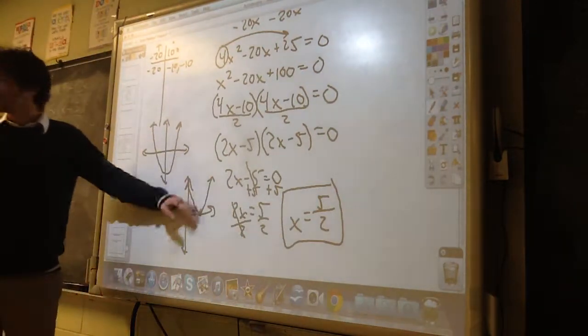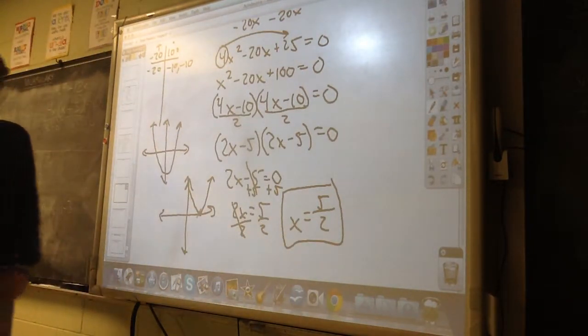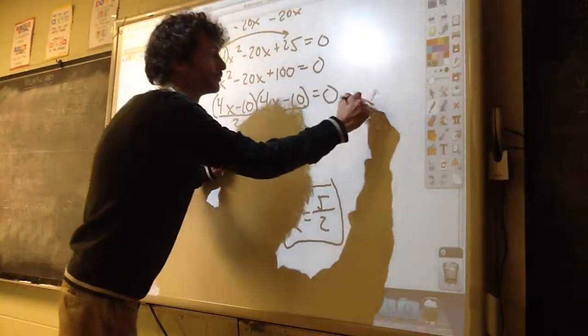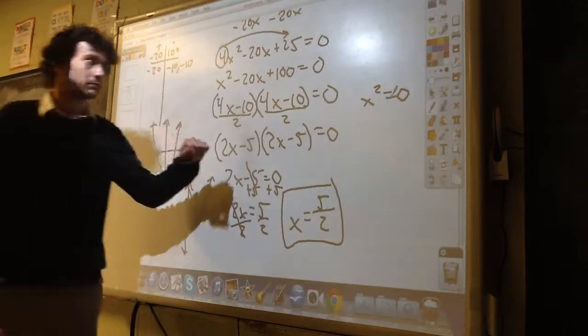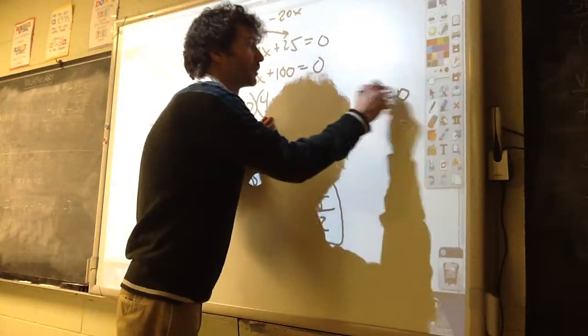Exactly, right? So if I worked a problem like this, that's only going to have one answer, right? Because it has a vertex on the x-axis.